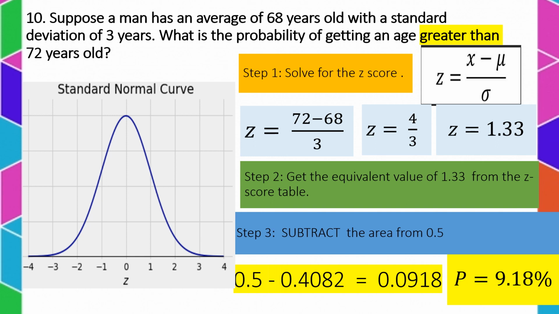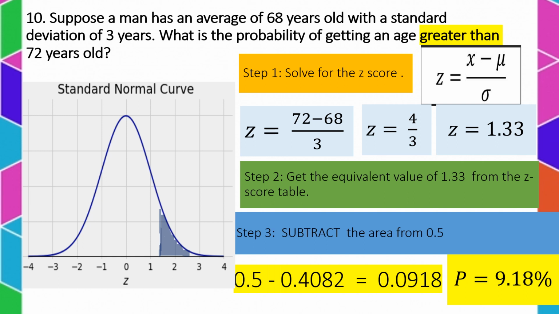So, from 0, lalakad ka sa 1. Where is 1.33? So, this is 1.33. And sabi dun sa problem solving is greater than. Okay? So, ibig sabihin, lahat ng values greater than 1.33, that is the shaded region. So, papunta ka sa kanan. Okay? So, counter-check mo kung ito ay 9% lang na graph. Dapat maliit lang yung shaded region mo. Kasi yung computations mo is nasa 9.18% lang.